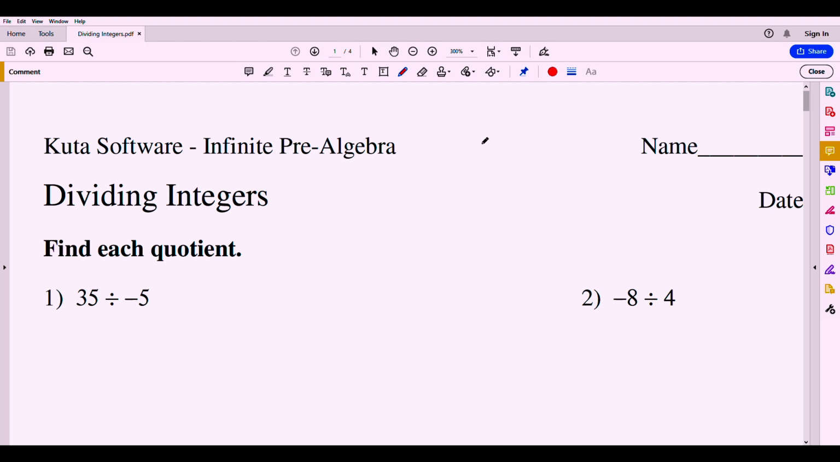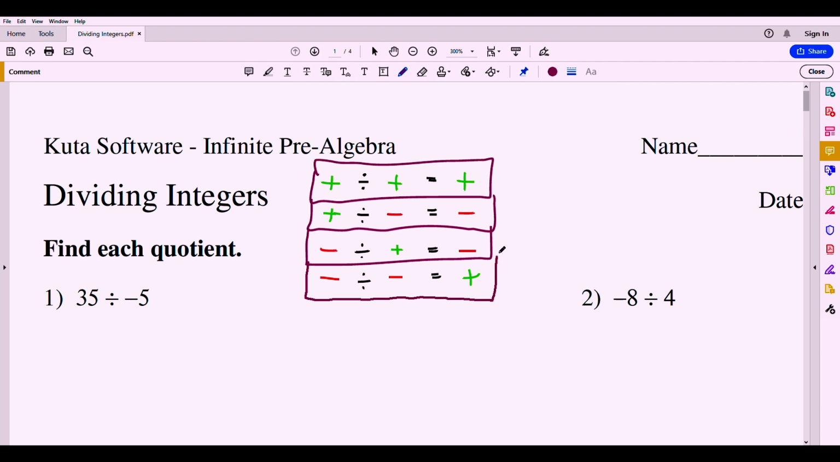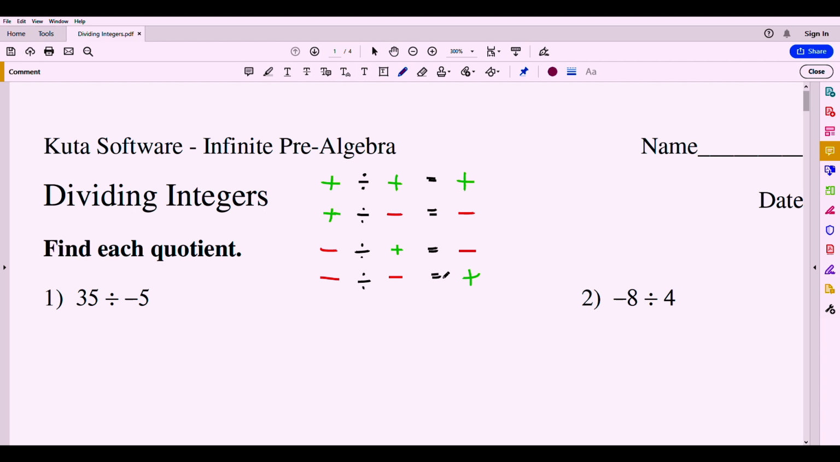And let me draw a quick chart that I find useful. Starting with the top one, a positive divided by a positive is a positive. A positive divided by a negative is a negative, so there you can see the opposite signs. A negative divided by a positive is a negative, and finally a negative divided by a negative is a positive. So when the signs are the same, we get a positive. When the signs are different, we get a negative. And other than that, we're just dividing the number.